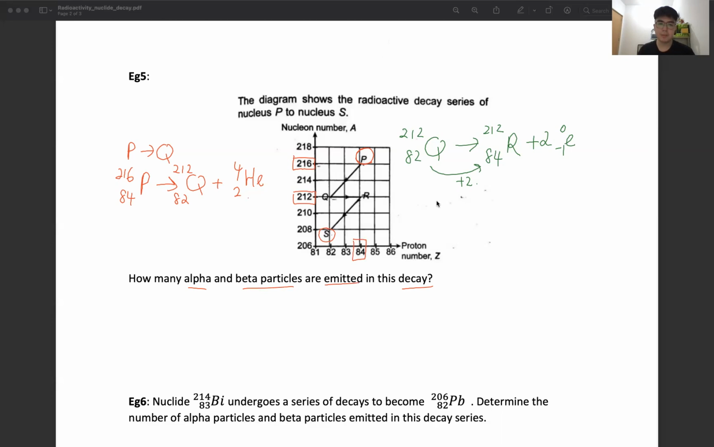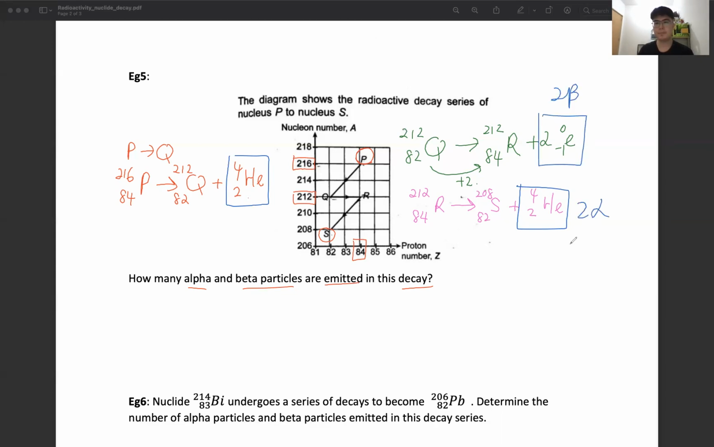For the last one, R to S. R is 212, proton number is 84. Goes to S, which is 208, proton number is 82. Again, this is another alpha being emitted: minus 4, minus 2. So total, how many alpha, how many beta? We got 1 alpha, 2 alpha, and we got 2 beta here. 2 beta and 2 alpha. Okay, so this is how you do a question like this.